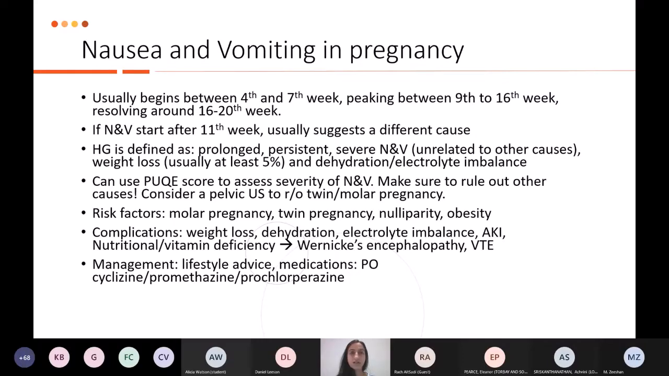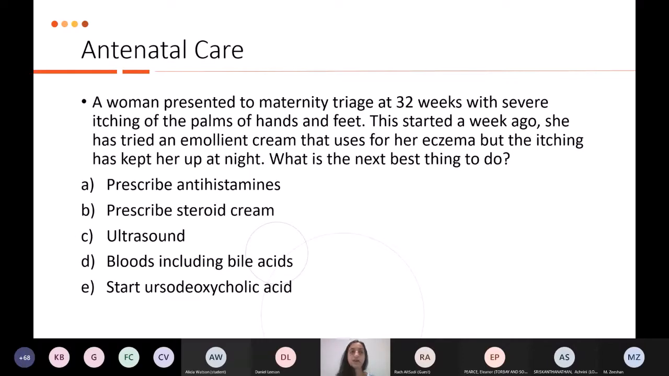Let's go on to another question now about antenatal care. So you're an F1 or F2 in maternity triage. A woman turns up, she's 32 weeks pregnant and she's got severe itching of the palms of her hands and the soles of her feet. She tells you it started a week ago. She's tried some emollient creams because she's got a background of eczema, but the itching has kept her up at night, and she's not sure what to do. What would you do next?